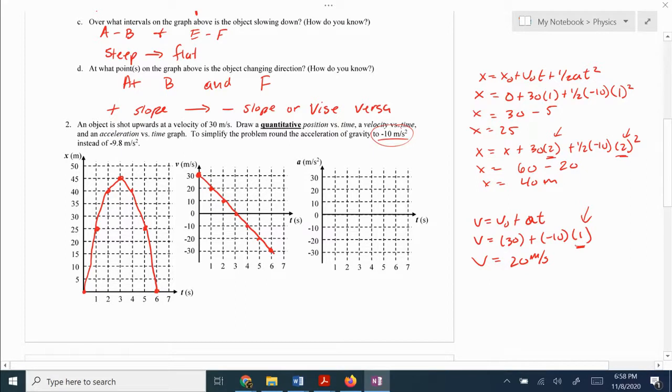So there you go. And the acceleration graph, right? Your acceleration graph is just negative 10, because it's due to gravity. It's just going to be negative 10 the entire time, so it doesn't change. So there you go. That's that one.